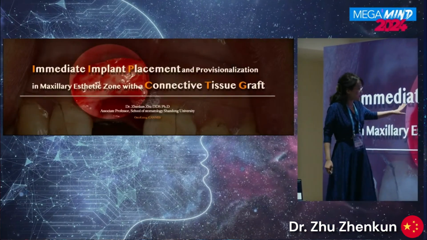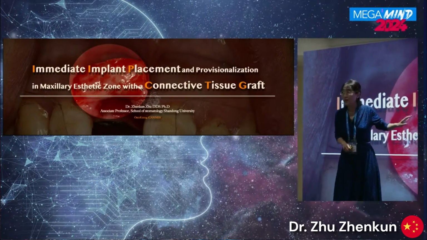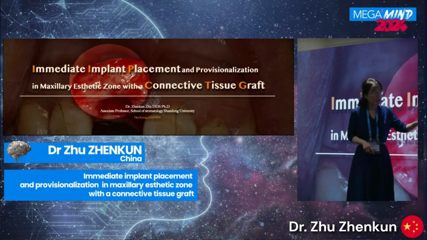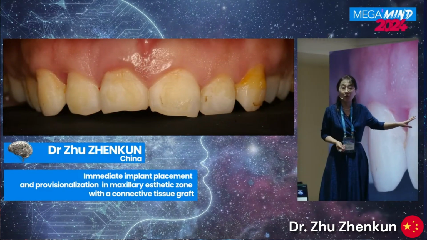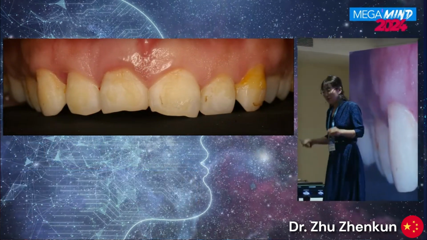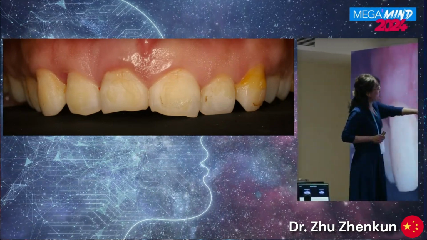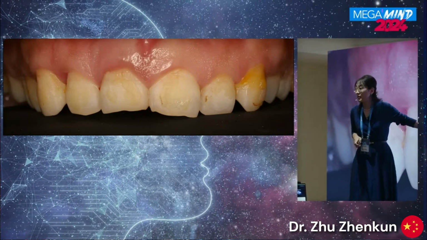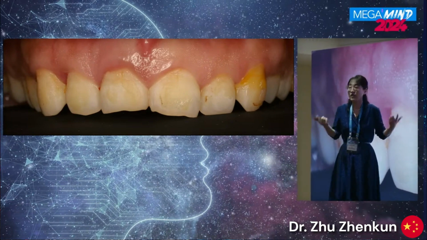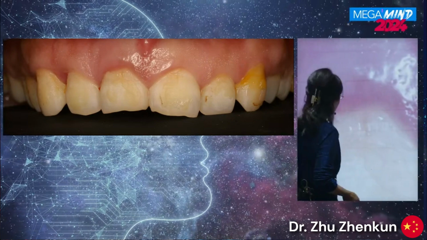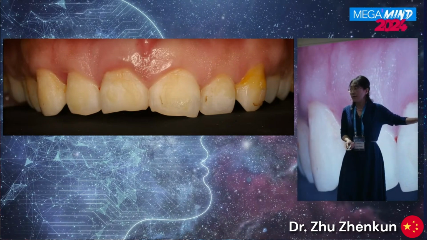Today I will show you a case in the aesthetic zone, a case that received immediate implant placement with connective tissue graft. A 41-year-old woman presented to the clinic with a primary concern about mobility and a slight inflammation around the maxillary right incisor. After clinical evaluation, we found that this tooth had grade 2 mobility, and we can see that there was chronic inflammation surrounding the margin.